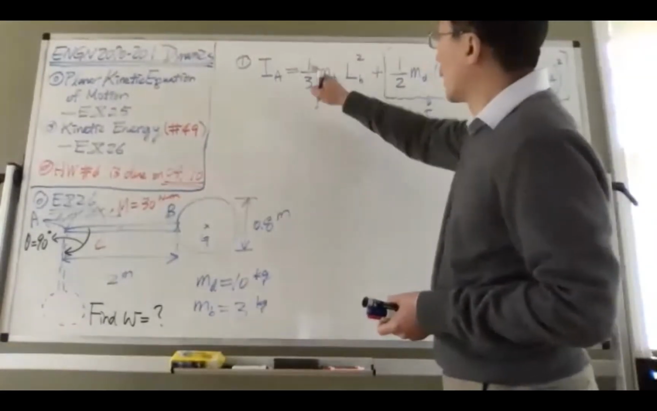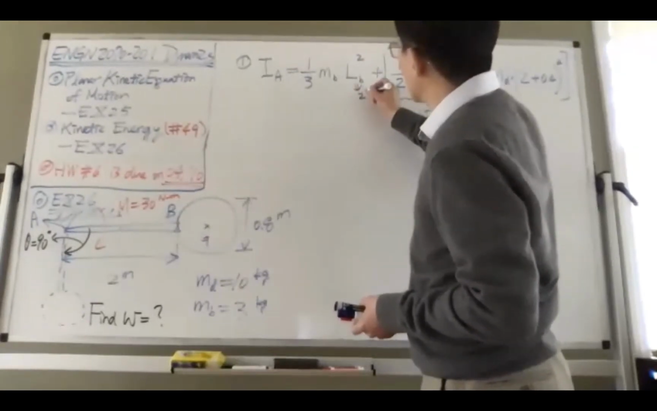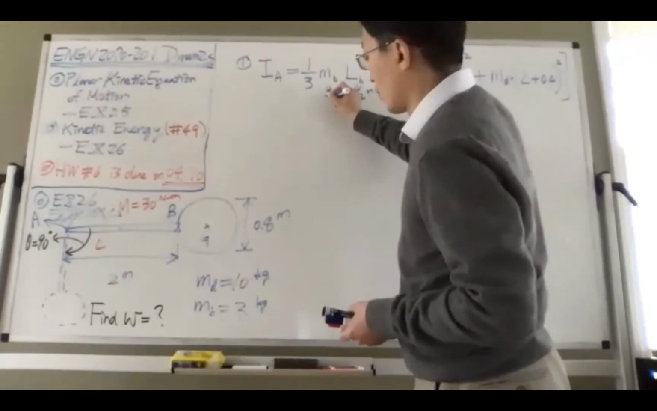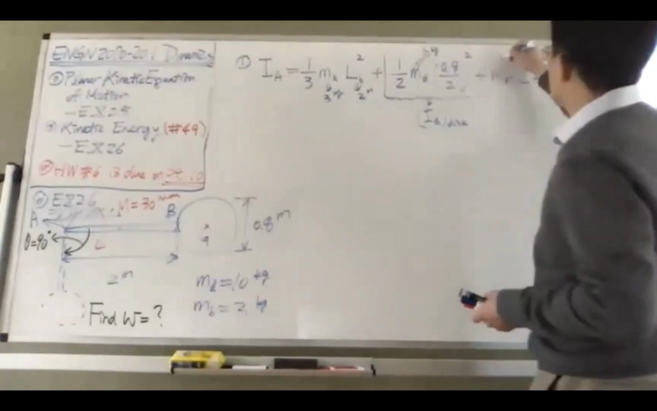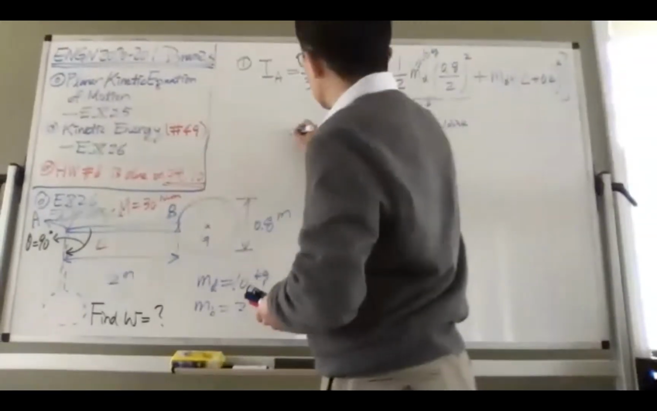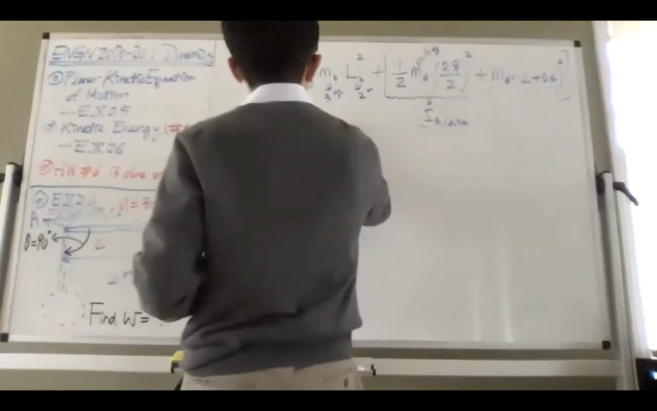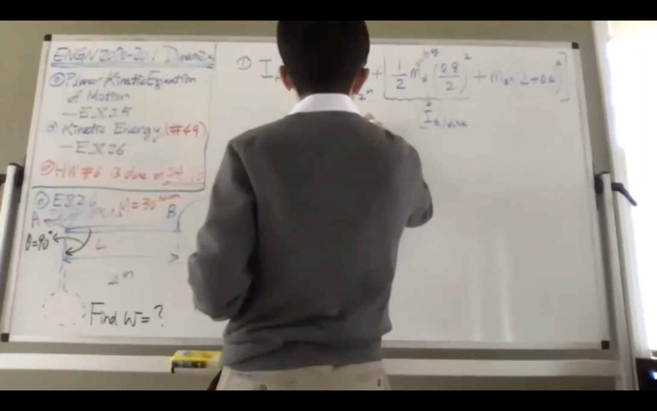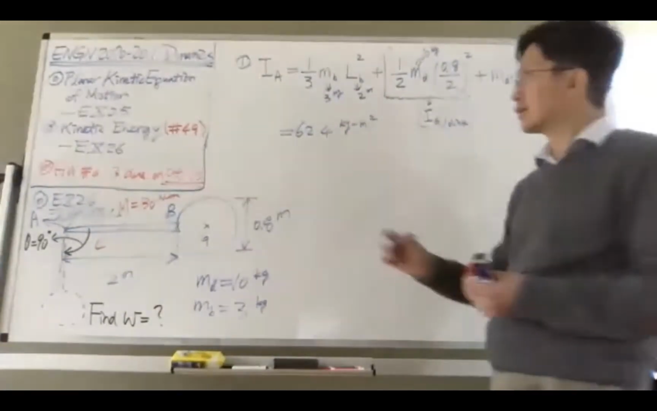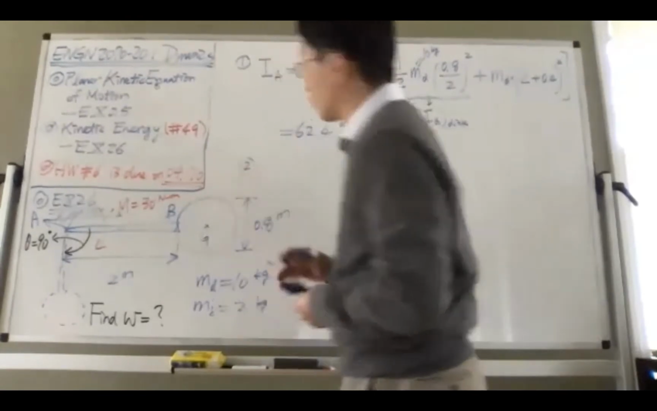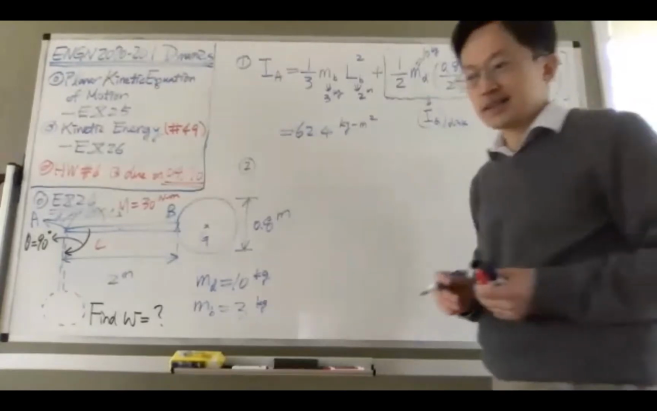We already know m_B is 3 kilograms. What's L_B? That's the length of the bar, which is 2 meters. And m_D is 10 kilograms. So we have everything we know, and this value I will just give you here is 62.4 kilogram meter squared. So this is step 1. We found the mass moment of inertia at the center of rotation.